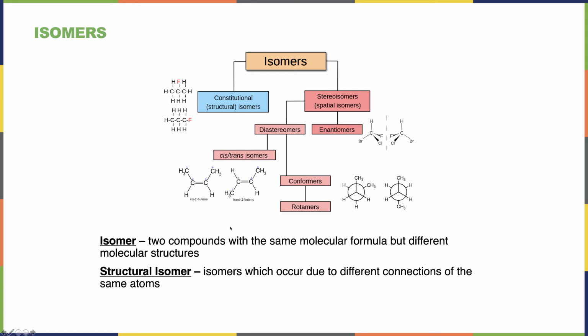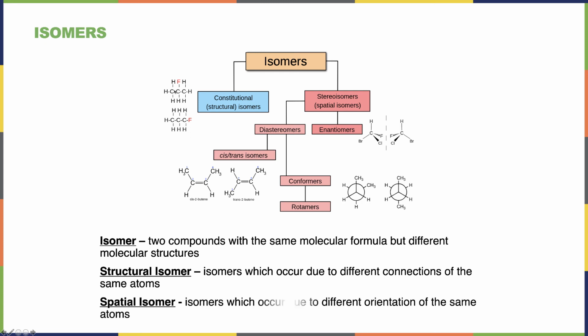So structural isomers are isomers which have different connections of the same atoms. And here we have a different connection for the fluorine here and here. Whereas spatial isomers have the same connections, but they're oriented differently in space. And there's all kinds of examples that we've just gone over of how that can occur.